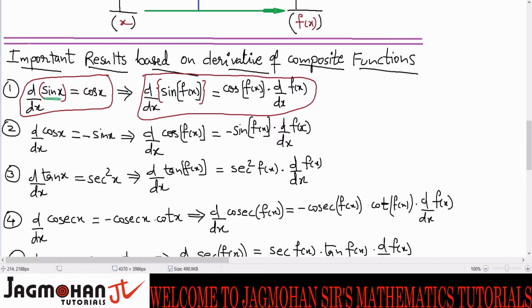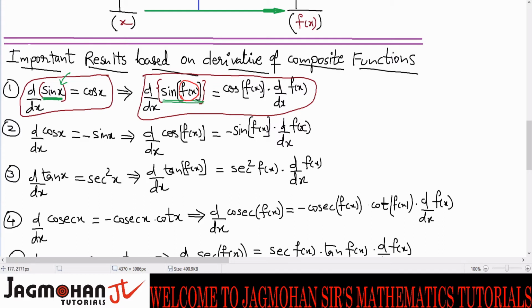What function am I differentiating? Sine function. And what is the variable of that sine function? x. It is a direct function of x. What is d by dx of sine of x? Cos of x. Now come to this side, after the implication sign. What function am I differentiating? Sine function. But it is not sine of x. It is sine of f of x. It is a composite function of x.